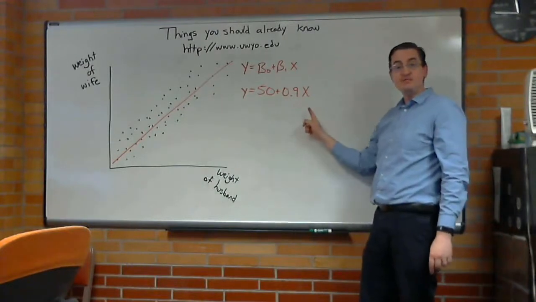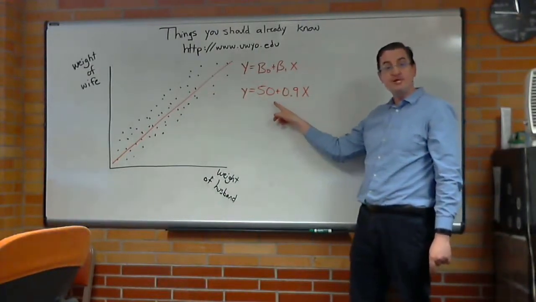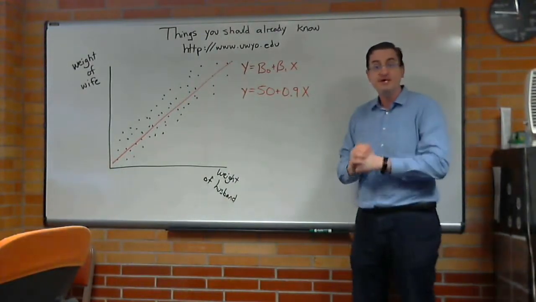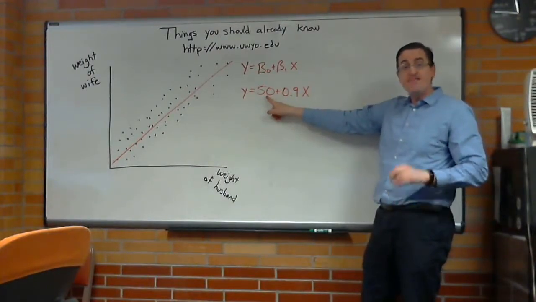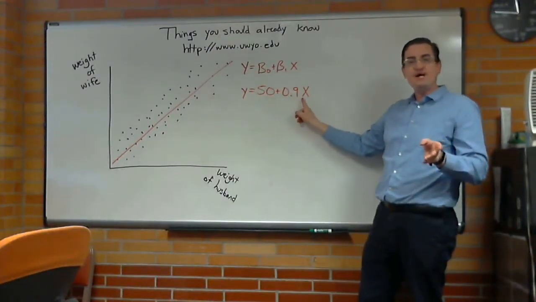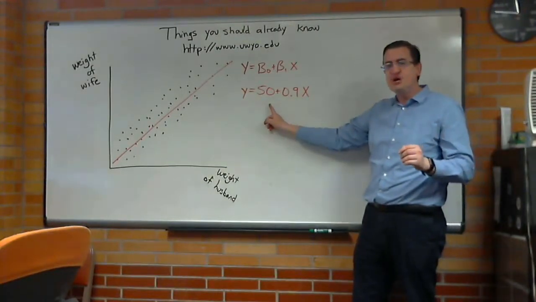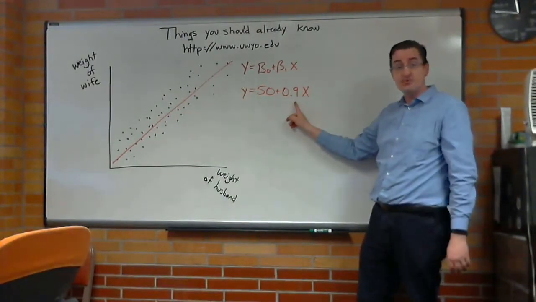For example, if you tell me the weight of the husband is some value x, I plug it in here, multiply by 0.9, add the 50, and I can predict what I think the weight of his wife should be. Now, notice this 50 here is the y-intercept. That would be the value if you had a husband that weighed 0, which doesn't actually make sense. So this is not going to be of interest. But this is what we really want to test. In the next video, we'll talk more about that.